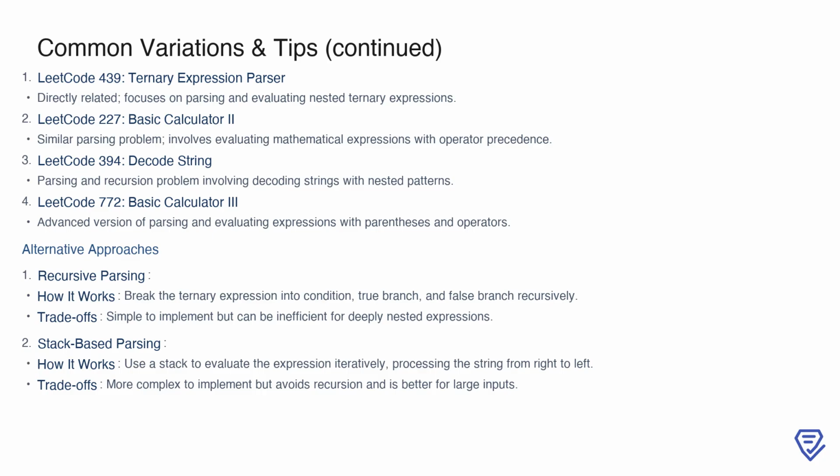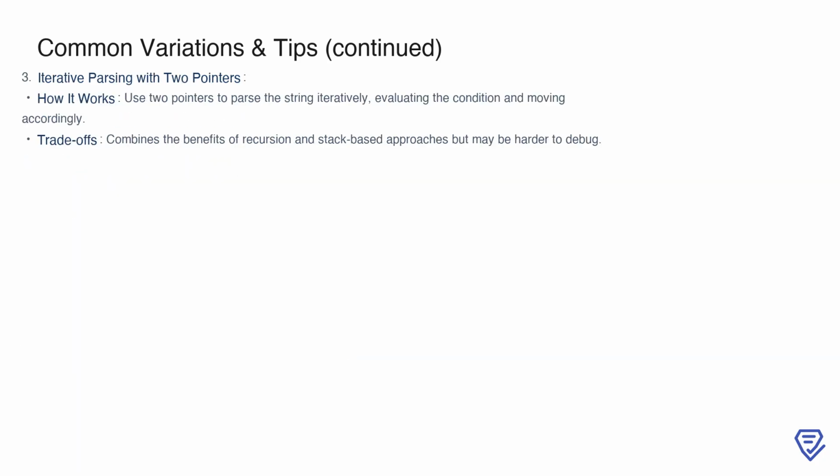Now, when it comes to approaches, recursive parsing is a popular method. It works by breaking the ternary expression into its condition, true branch, and false branch recursively. While simple to implement, it can be inefficient for deeply nested cases. Alternatively, stack-based parsing involves iterating through the string from right to left and using a stack to evaluate the expression. This avoids recursion and is more memory efficient for large inputs, though it can be a bit more complex to implement.